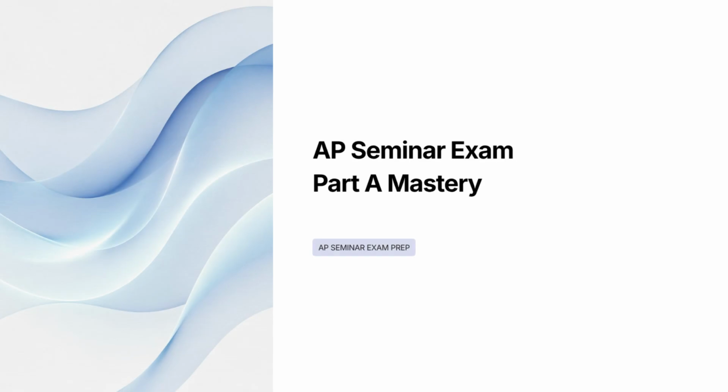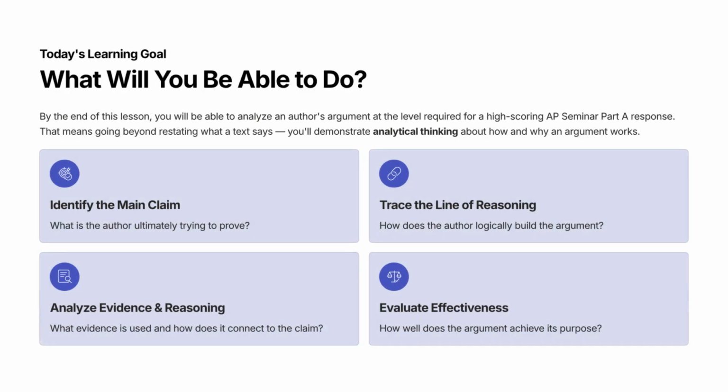Welcome to this video on mastering the AP Seminar Exam Part A. By the end of this lesson, you will be able to analyze an author's argument at the level required for a high-scoring AP Seminar Part A response. This involves analytical thinking about how and why an argument works, by identifying the main claim, tracing the line of reasoning, analyzing evidence, and evaluating effectiveness.